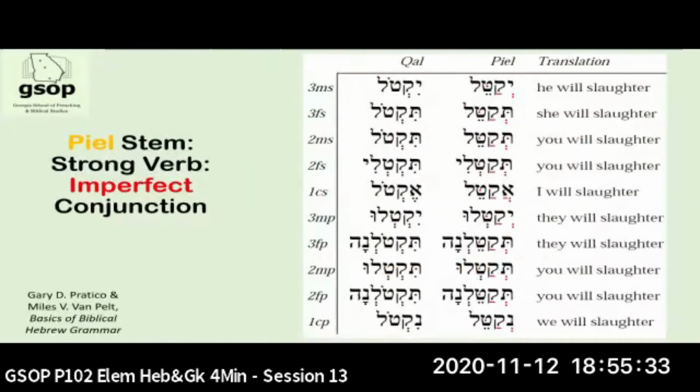And so it'd be something more like, he, remember it's incomplete, so it's typically present or future. He will slaughter, she will slaughter, and so forth. And you can see the difference. It's the same prefix as our Qal imperfect conjugation for the Qal and the Piel. You can see the changes in the root. What you notice in all cases under the Piel is the dagesh forte in the second root position, and that's part of that pattern.